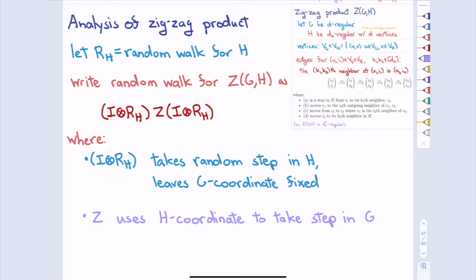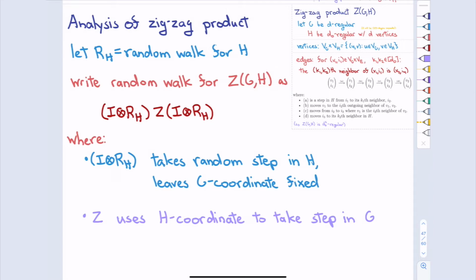And then Z is the thing going on in the middle where I'm looking at where I am in H, taking a step in G, and then looking at where I came from in G to take a step in H. So those middle two steps, the B and C, I'm wrapping up in Z. It's just some matrix describing this step. It's actually deterministic.